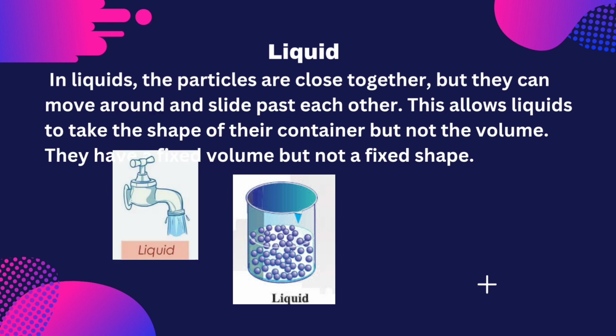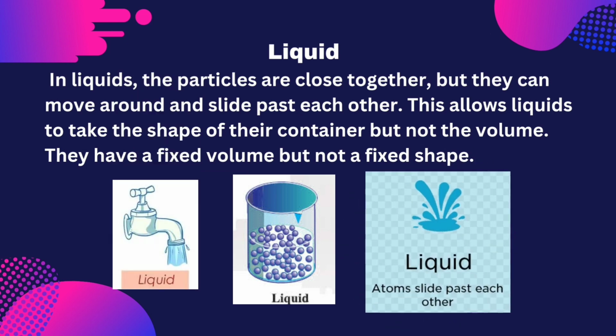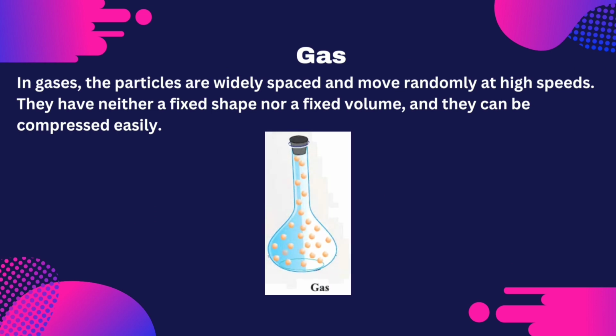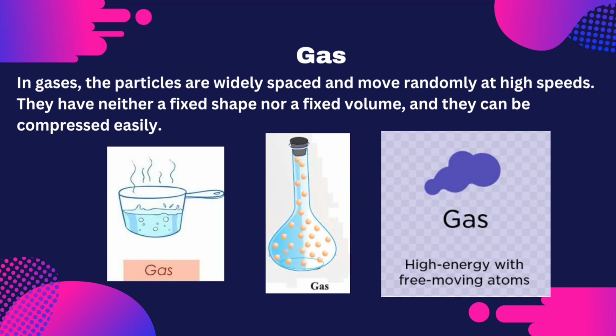Liquid. In liquids, the particles are close together, but they can move around and slide past each other. This allows liquids to take the shape of their container but not the volume. They have a fixed volume but not a fixed shape. Gas. In gases, the particles are widely spaced and move randomly at high speeds. They have neither a fixed shape nor a fixed volume, and they can be compressed easily.